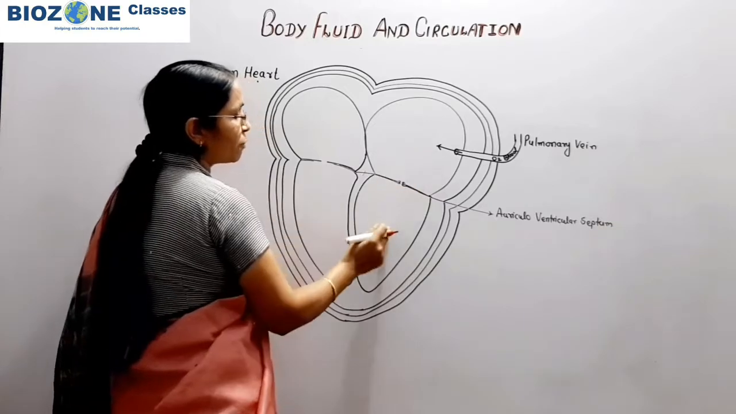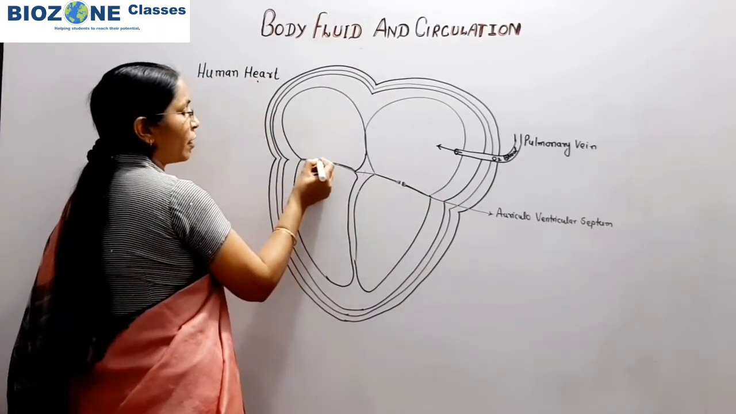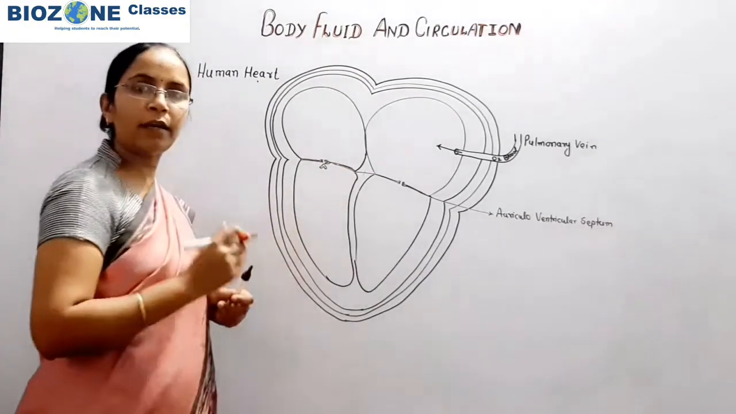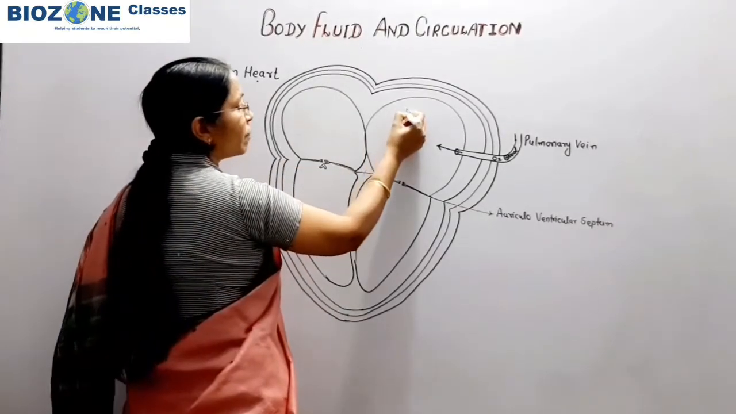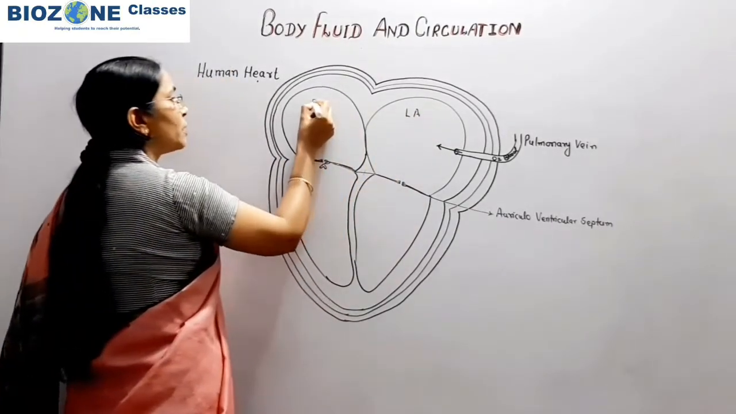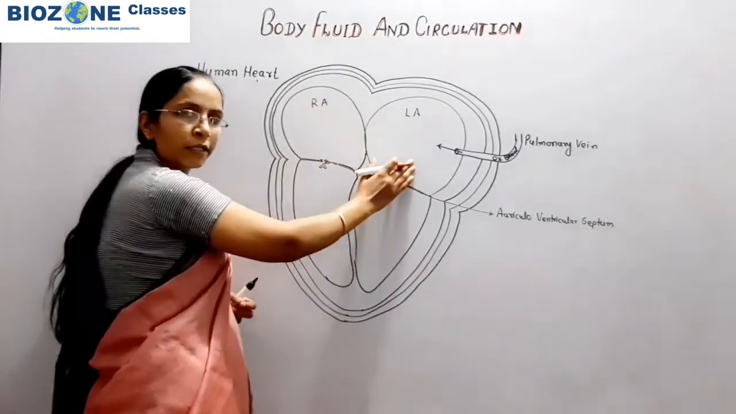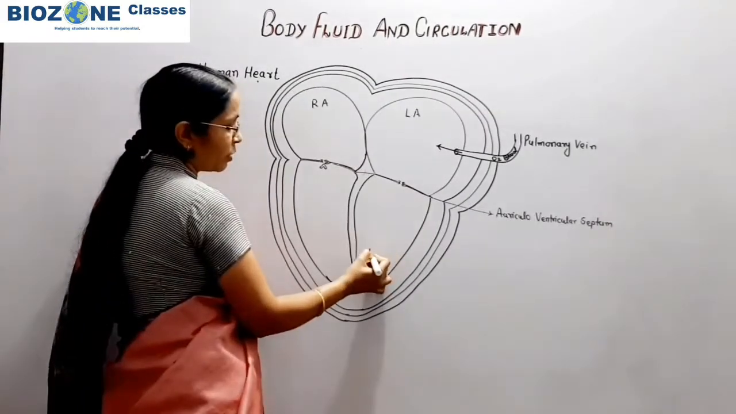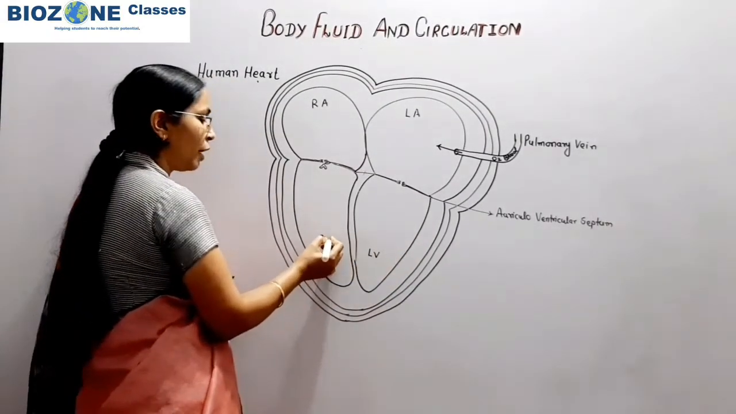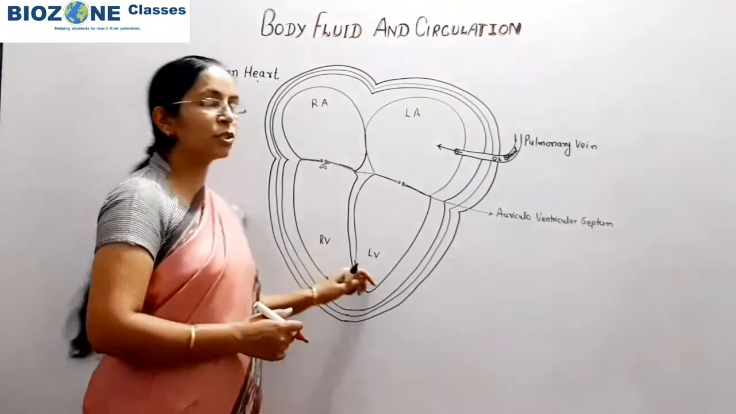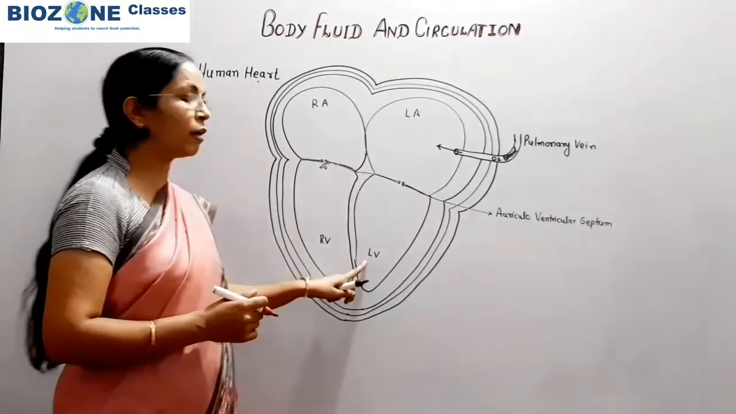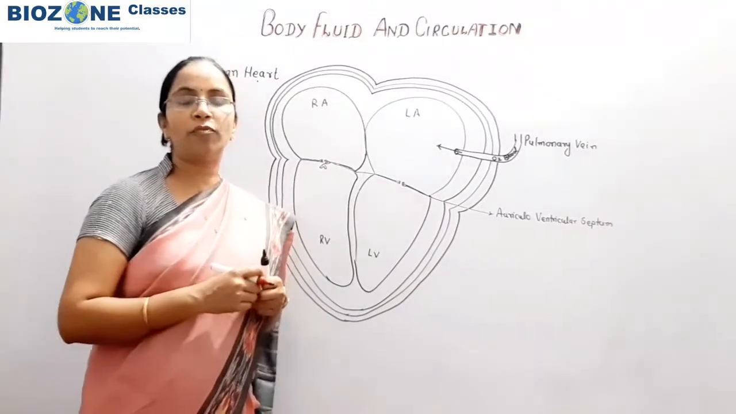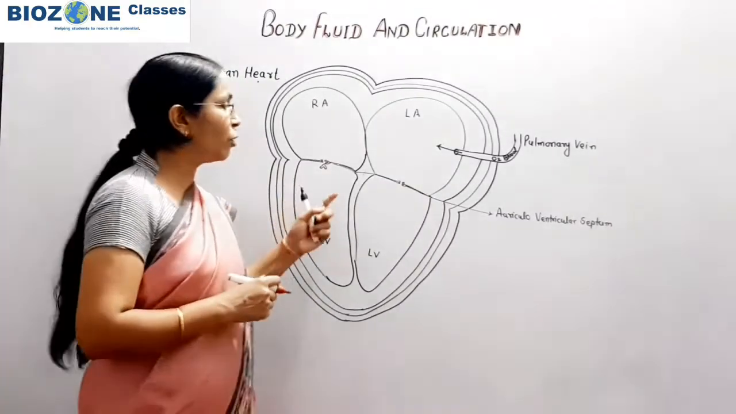The bicuspid valve is present between left auricle and left ventricle, and tricuspid valve is present between the right auricle and right ventricle. The upper chambers are the left auricle and right auricle, called auricles collectively, and the lower chambers are the left ventricle and right ventricle. Ventricles are responsible for the distribution of blood: left ventricle for oxygenated blood in aorta, and right ventricle for deoxygenated blood in pulmonary artery.